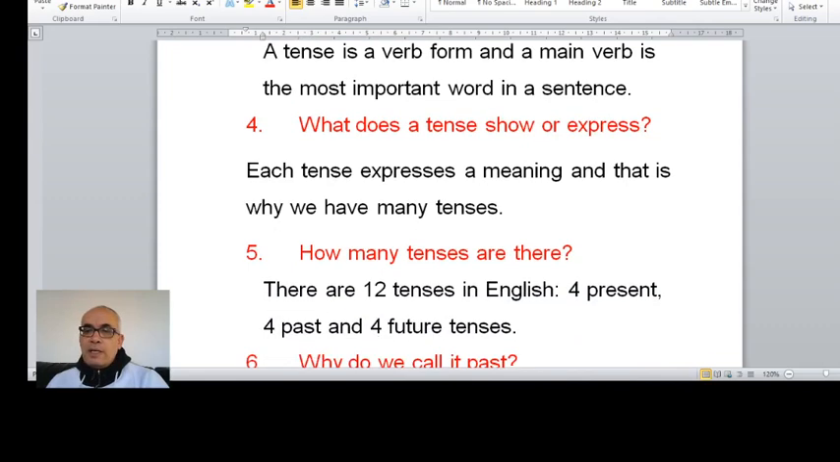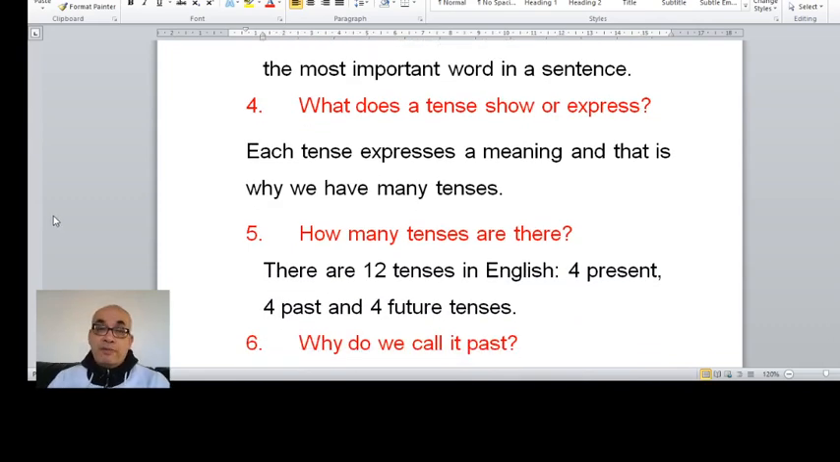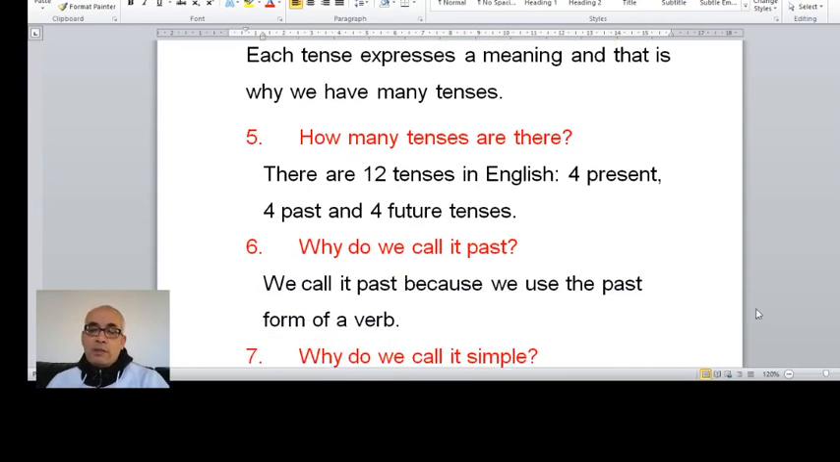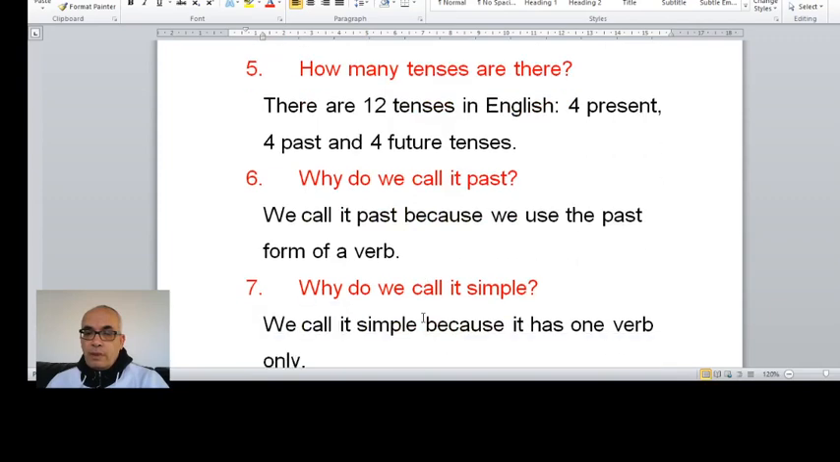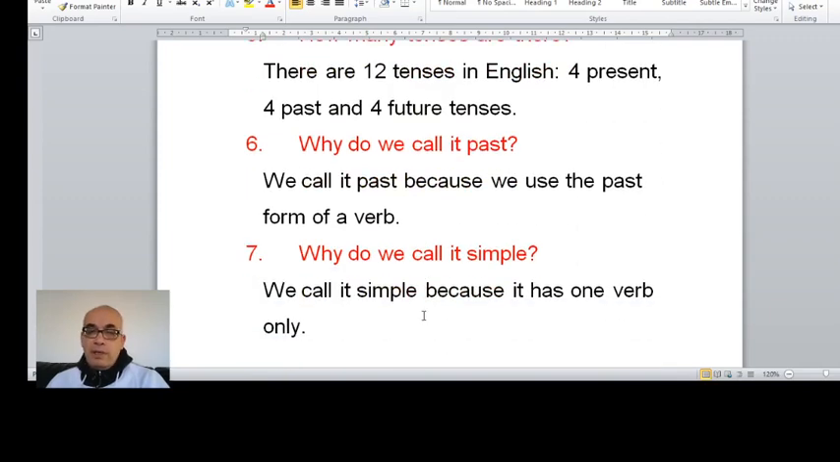Next one, how many tenses are there in English? We have 12 tenses, 4 present tenses, 4 past tenses, and 4 future tenses. Why do we call it past? We call it past because we use the past form of a verb. Why do we call it simple? We call it simple because it has one verb only, and that is why we call it past simple.